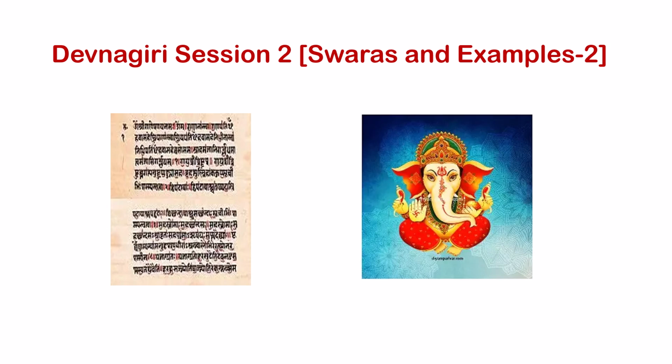Now this O is formed with a combination of letters, A plus U. Like E is A plus E, similarly O is A plus U. A plus rasva U is O, small. Agre, dirgham.